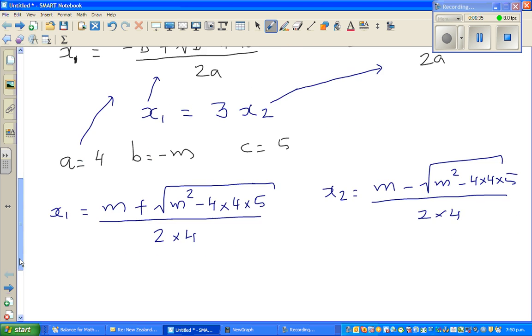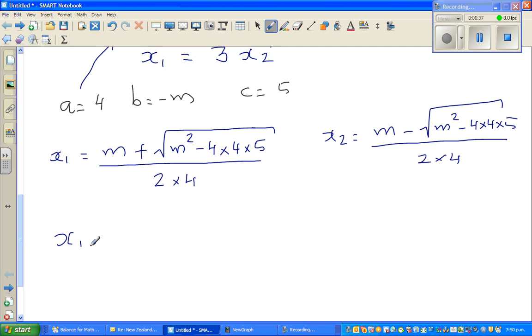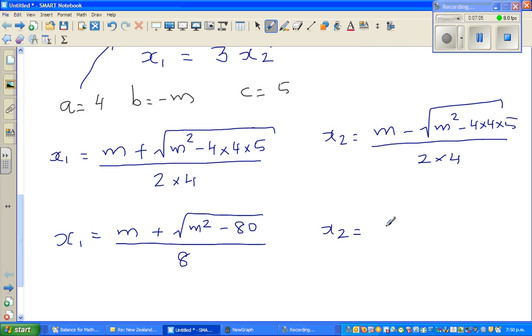So x1 changes to M plus square root of M squared minus 80. I hope you understand, 4 times 4 is 16, and 16 times 5 is 80, so over 8. And x2 is equal to M minus square root of M squared minus 80 over 8.